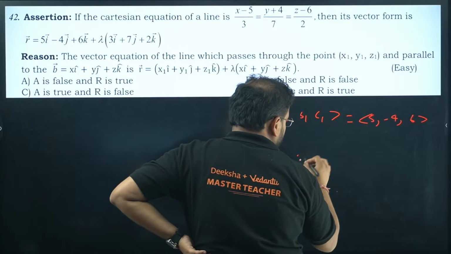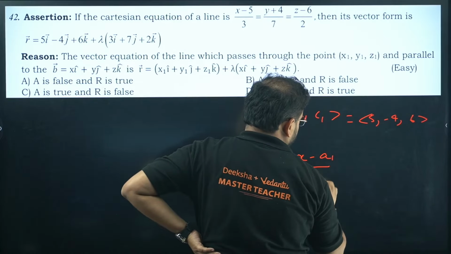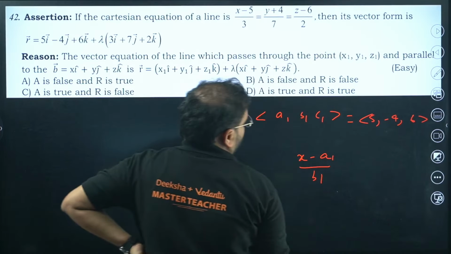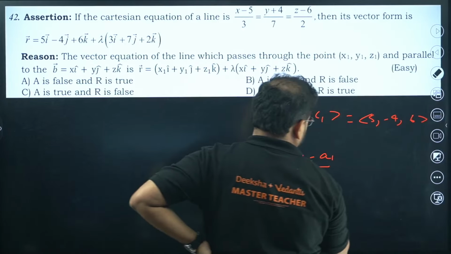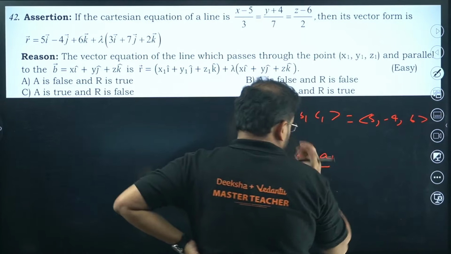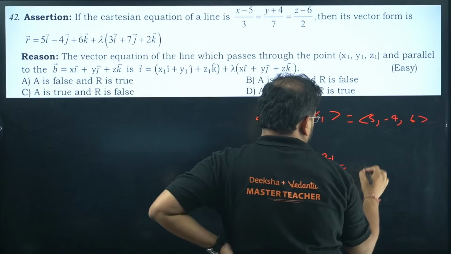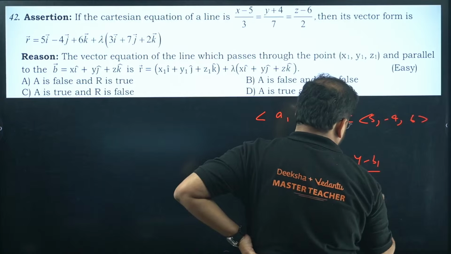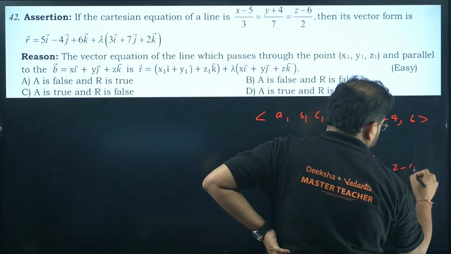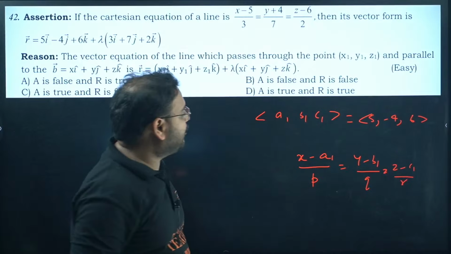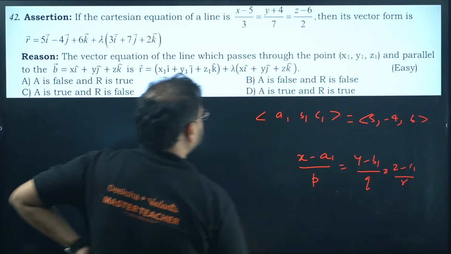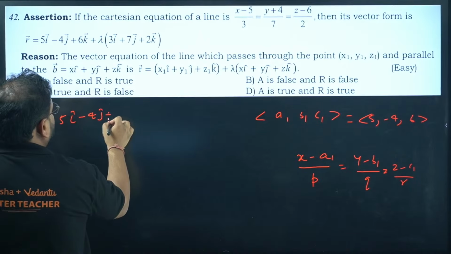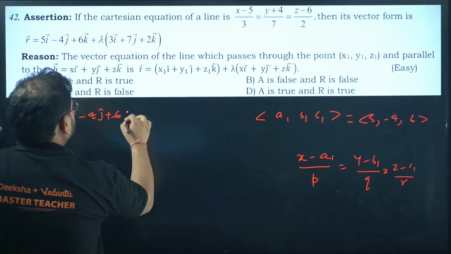If you're thinking how, sir, check here, standard form: x minus A1 by, let's say P, we can't use B1 over here, I'll use something else. And we have y minus B1 by Q, and z minus C1 by R. So compare this, and you'll get the values of A1, B1, C1 as 5, -4, 6. So this will give me the vector 5i cap minus 4j cap and 6k cap. This is the first one.